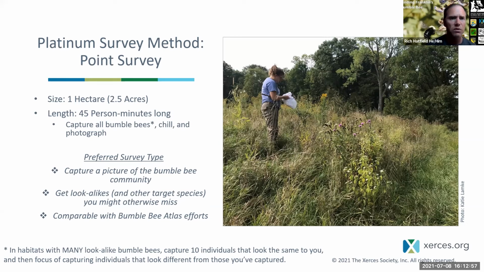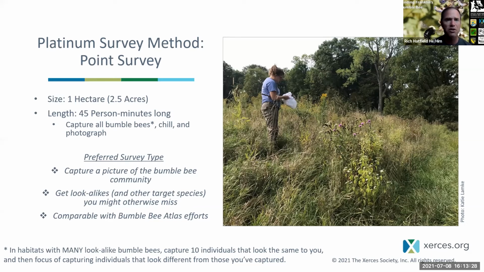And then you're going to conduct what's called a 45 person minute survey. A person minute means that if you're by yourself, you're going to survey for 45 minutes. If you brought 2 people, you're going to survey for 22.5 minutes. If you brought 3 people, you're going to survey for 15 minutes. So basically, you're going to have 45 minutes of searching, but they're person minutes. If you have 3 people, you're not going to end up with 135 minutes of surveying. We want them to be equal effort so that they're comparable across different regions.